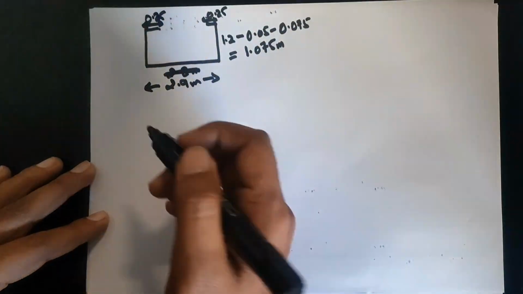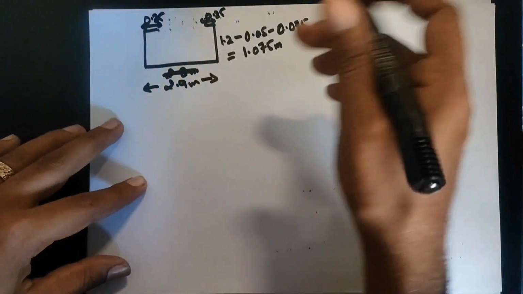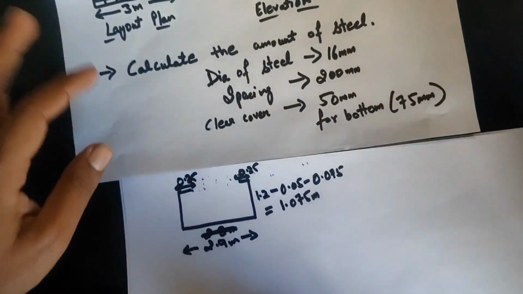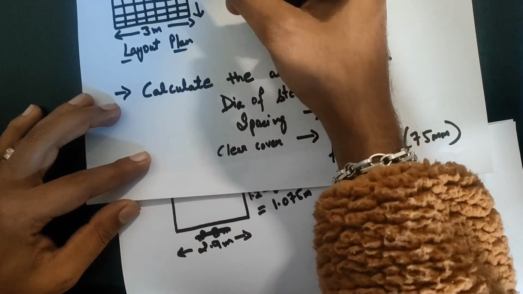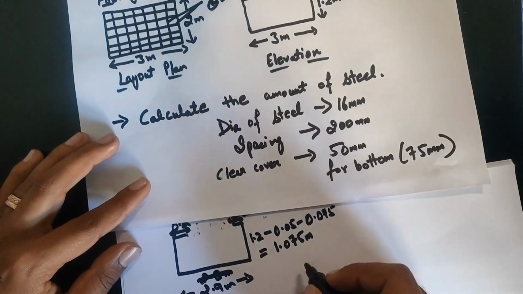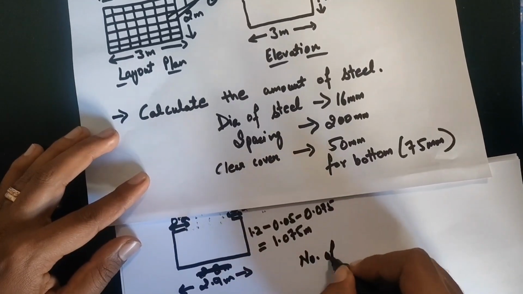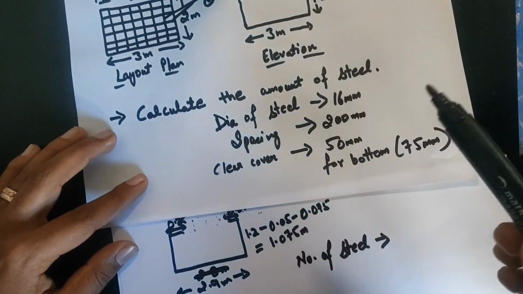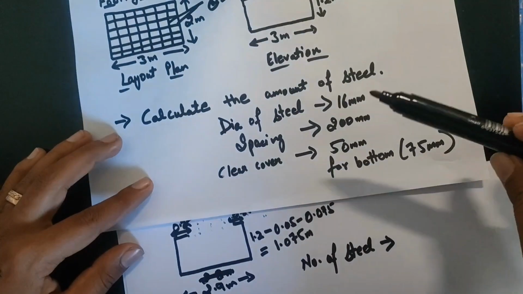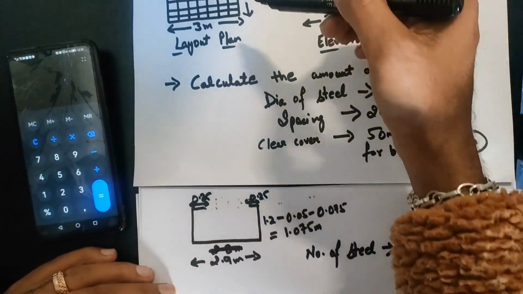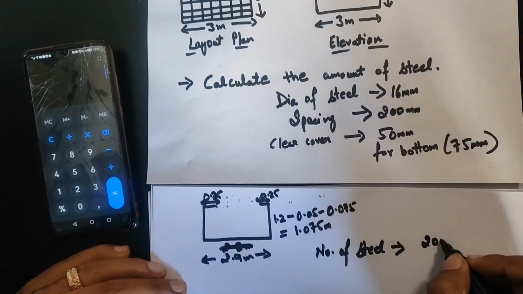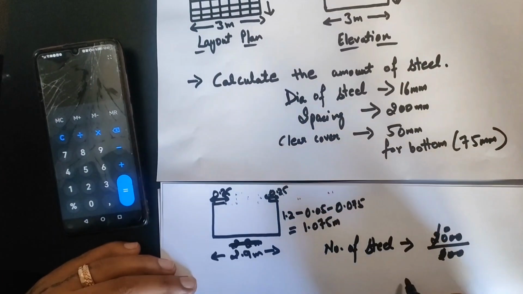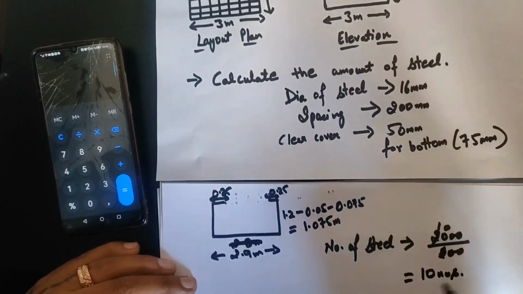Okay, so this steel is gonna be along the width, 2 meters. So the number of steel bars: the spacing is 200 mm, so we are gonna divide 2 meter by 200 mm. So width is 2 meter, which will be 2000 mm, and the spacing is 200, so it's gonna be 10 numbers of this bar.